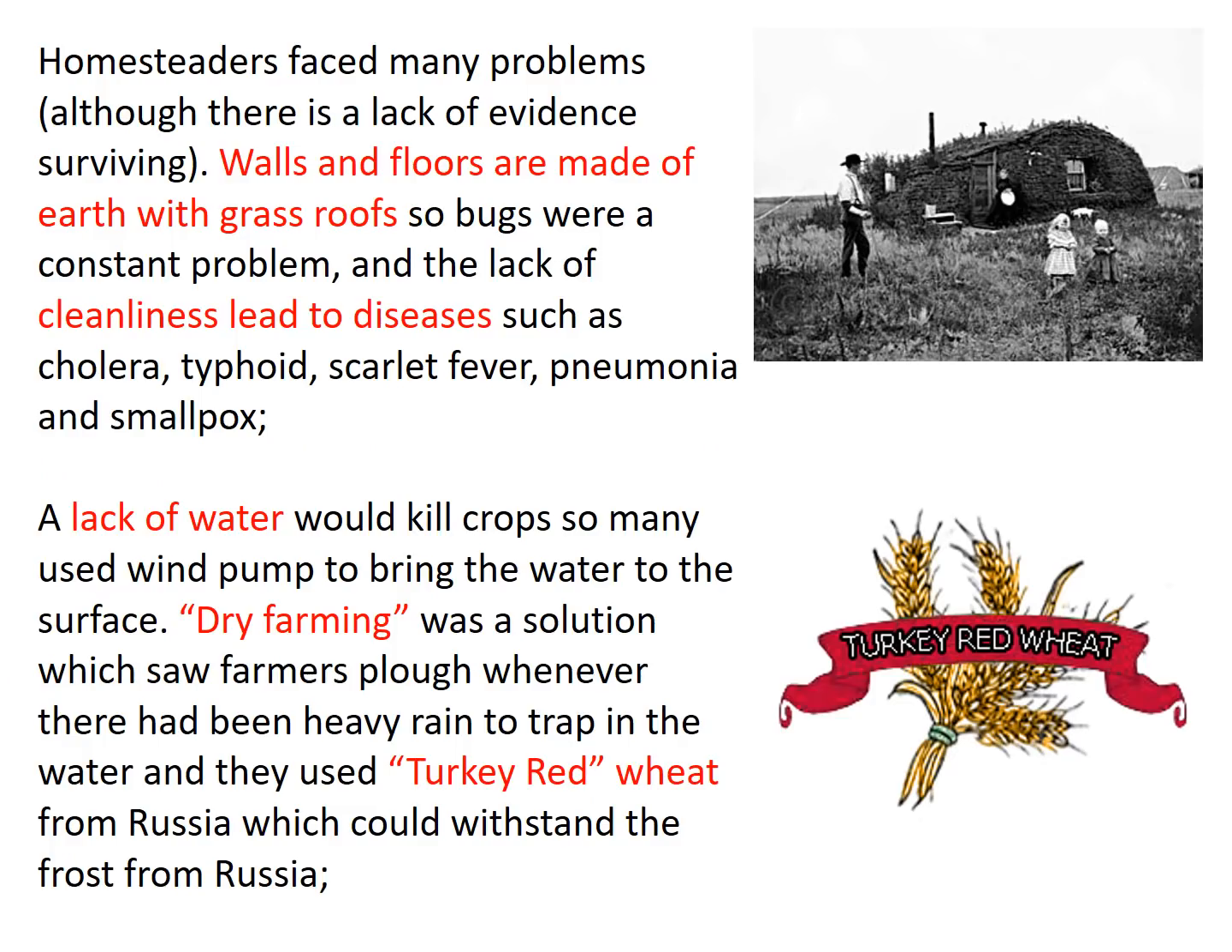Awful problems for these homesteaders. Because wood's in short supply, they make their houses, called soddies, out of earth and grass roots. But this obviously means a lack of cleanliness. Diseases such as cholera become common. There's a lack of water. They have this thing called dry farming, where basically whenever it rains, you plough it to trap in the water, and they use Turkey red wheat from Russia, which could withstand the frost and therefore was a hardier crop to grow.